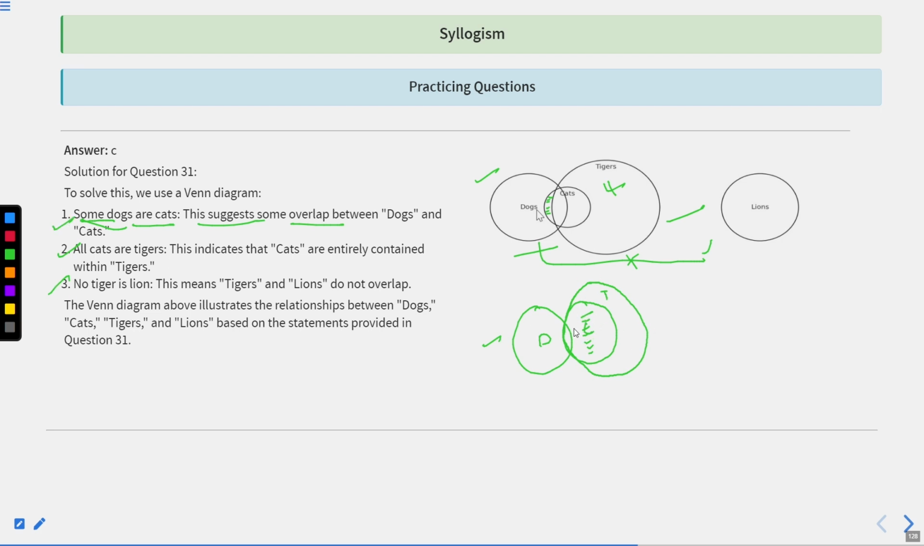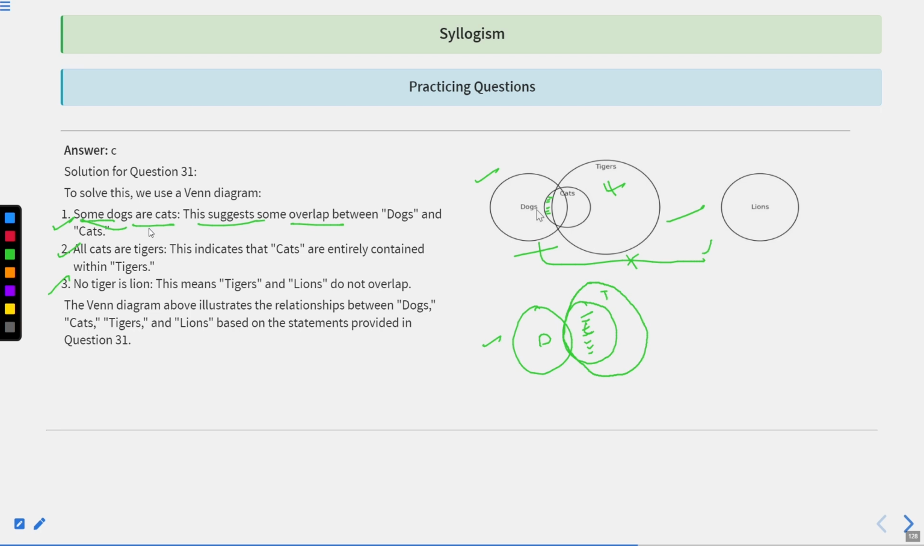All cats are tigers, this is something we are 100% sure about. And we are also 100% sure from statement number one that there are some cats which are not dogs. Why? Because the statement says that some dogs are cats. So some dogs are cats means that some cats are dogs. It can also be inferred as some cats are not dogs.